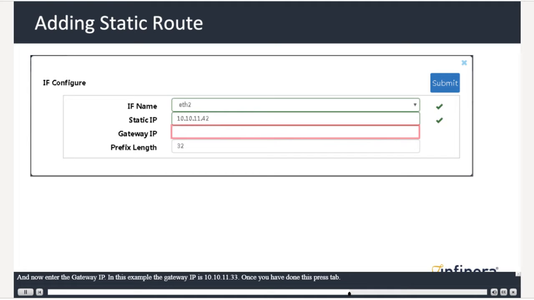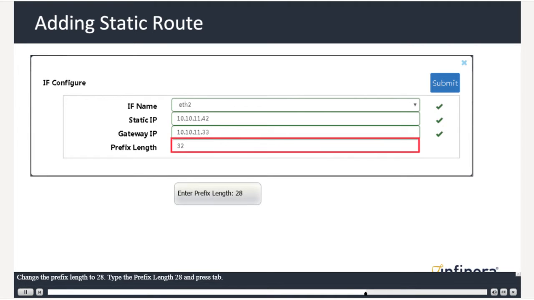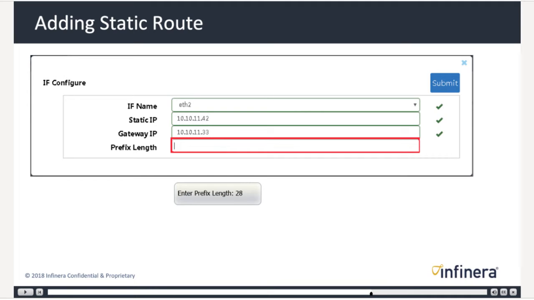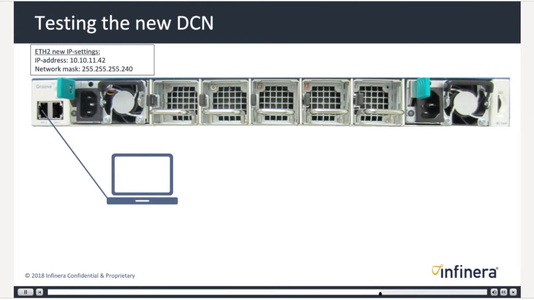And now enter the gateway IP. In this example, the gateway IP address is 10.10.11.33. Once you have done this, press Tab. Change the prefix length to 28. Type the prefix length 28 and press Tab. Select the Submit button to record the new settings on Groove G30.